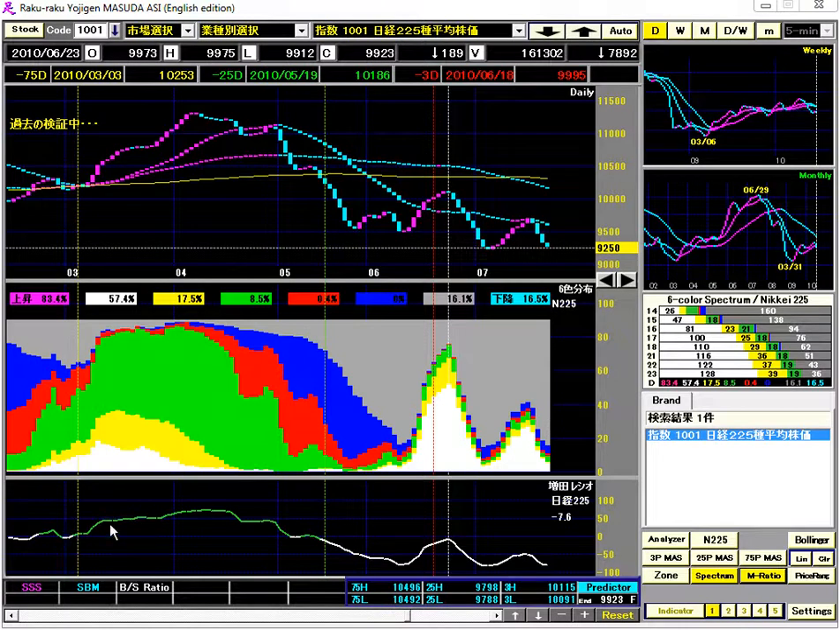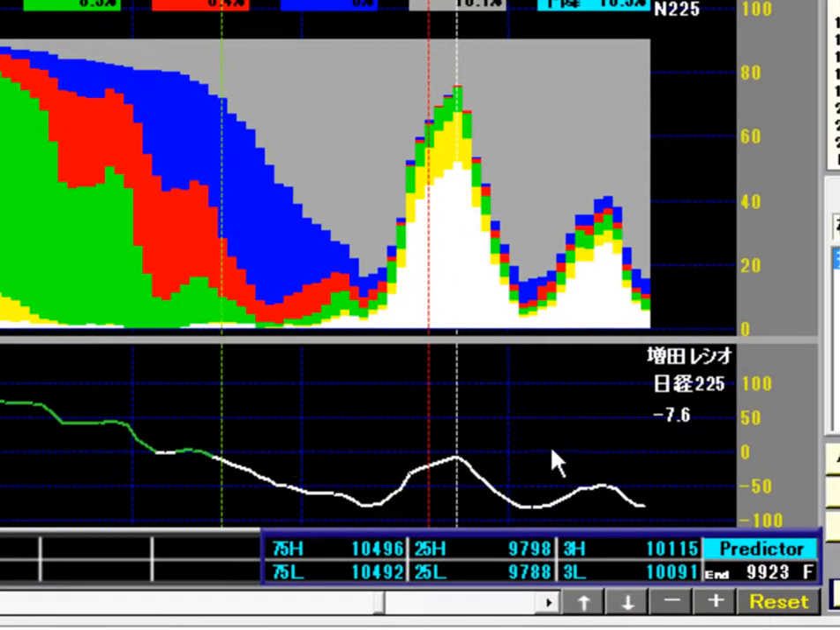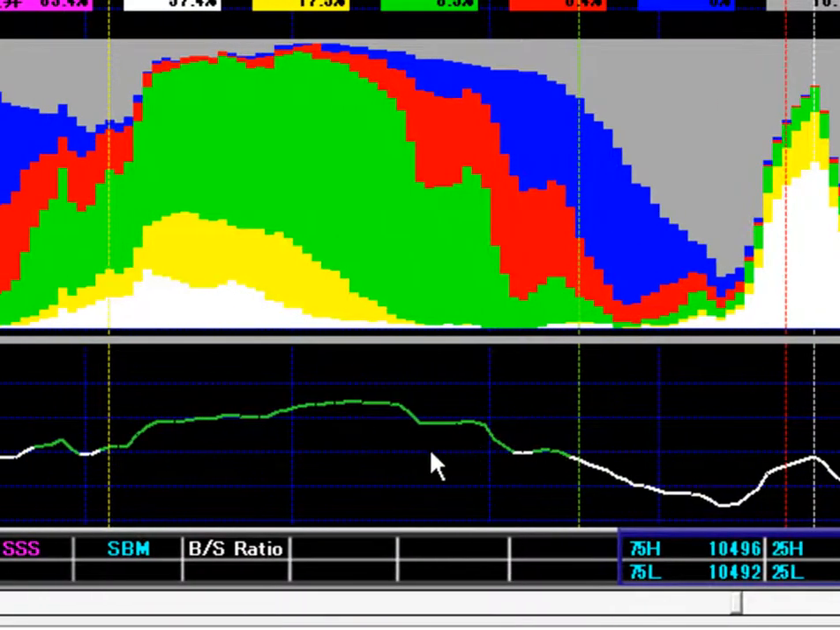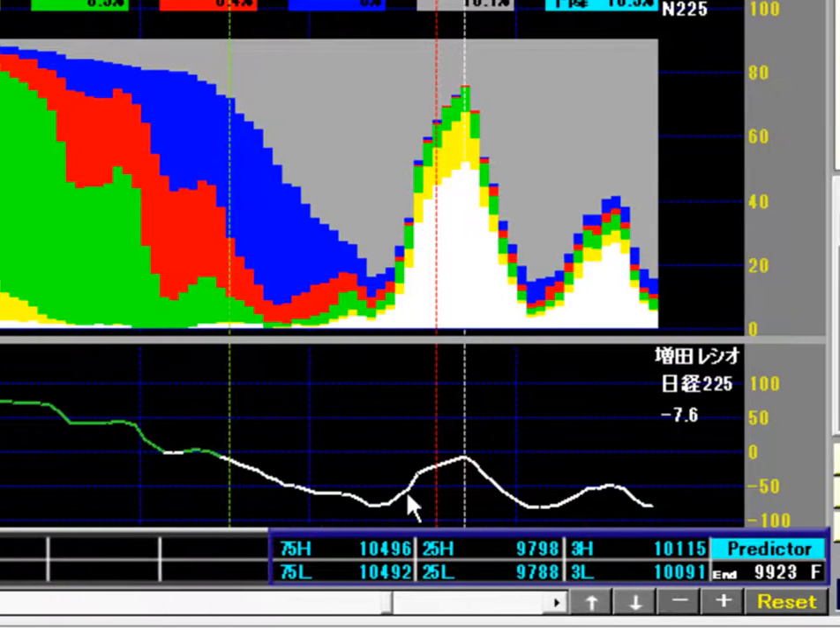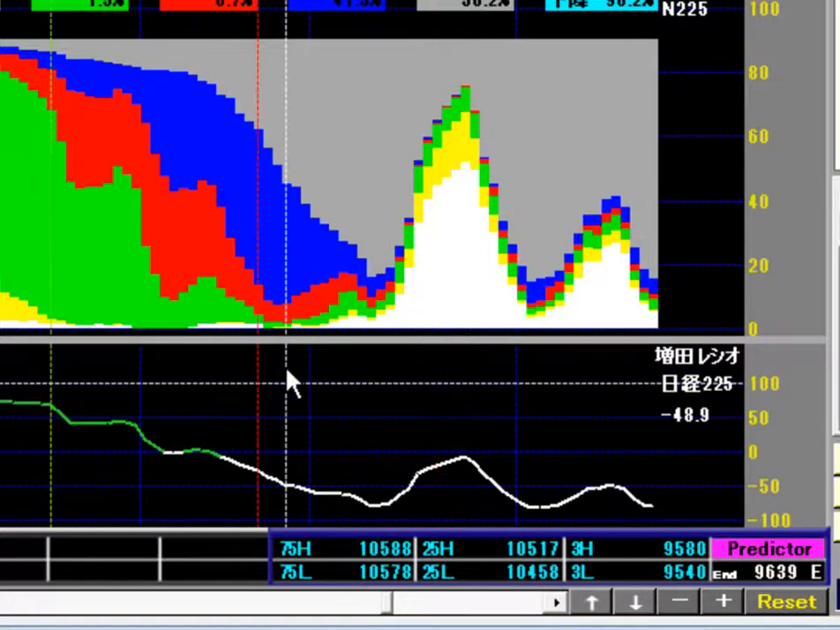Now, you can see here we have a single line which fluctuates between the green color and a white color. And if you note carefully, you can see that this zero line here is where the line changes between green and white. Green represents a positive number and white represents a negative number. And the number itself you can see here. This will change depending on where the white basis, the vertical basis line, is put. So for example, at this point it was 7.6, but over here it was minus 48.9.